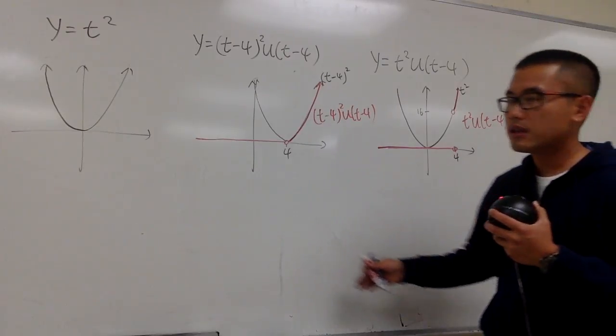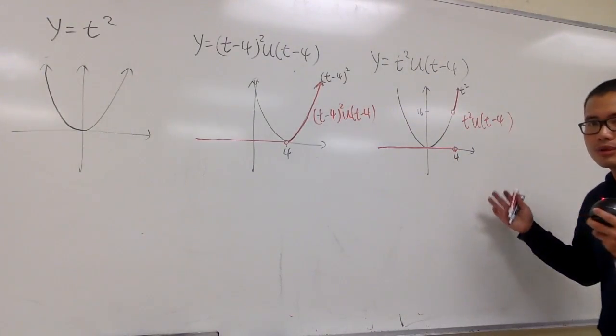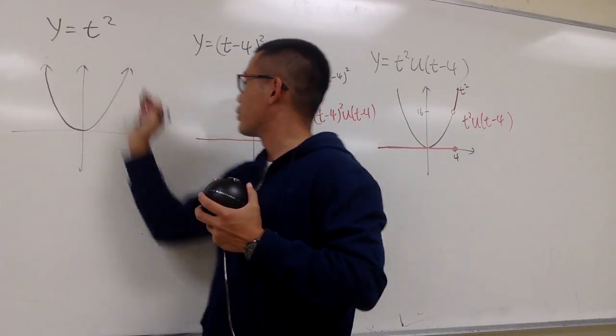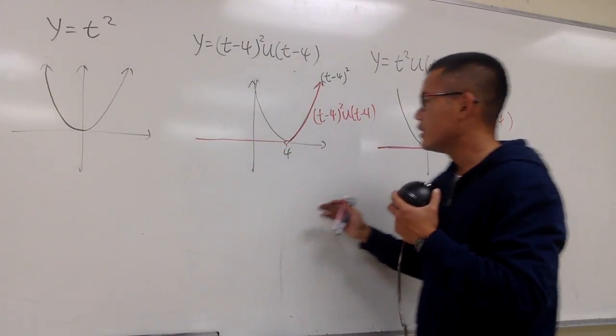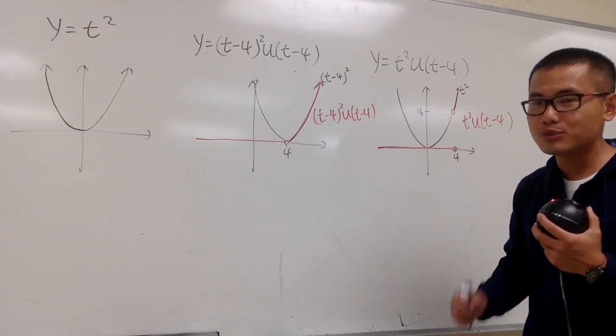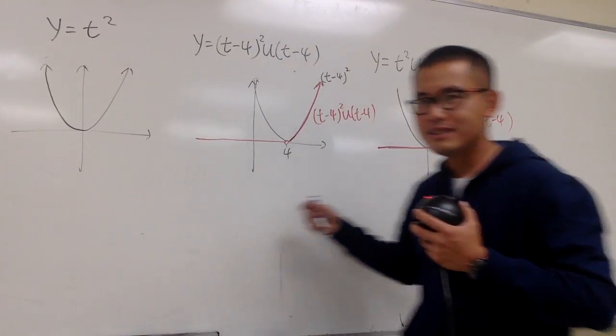So as you can see, the graphs of these three all look different. This and that, they kind of look the same, right? Because this portion and that portion match. And check out the next video. I'll tell you guys how to do the Laplace transform of this and that.